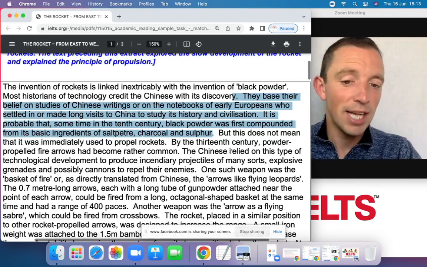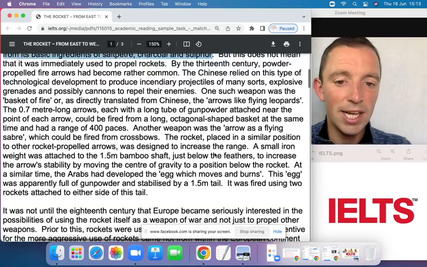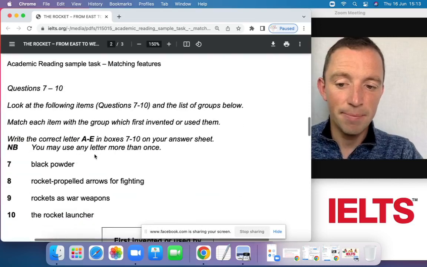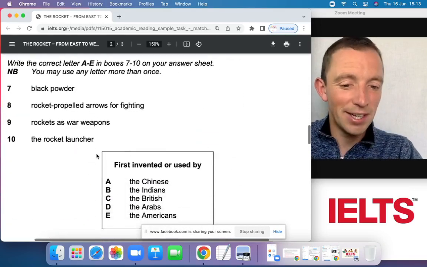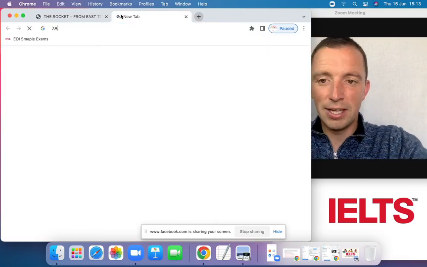Okay, so I think the first answer is the Chinese. So let's suggest that the first answer is A. Okay, so 7A. I think I need to make a note of this in my book here. So let's say 7A.